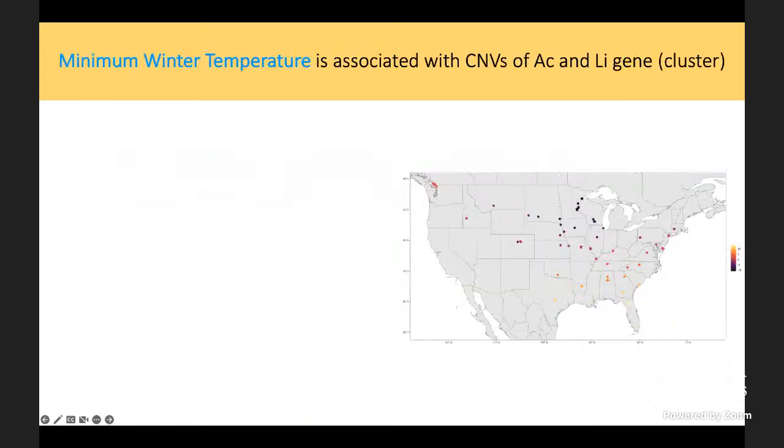Then we want to see, is this functional copy number variation a result of local adaptation? To do this, we sampled 43 populations, including 415 individuals across North America. This is the map, with the color showing the minimum winter temperature.